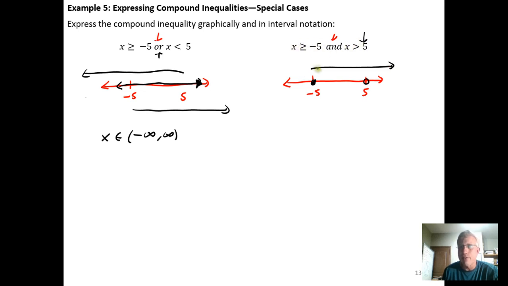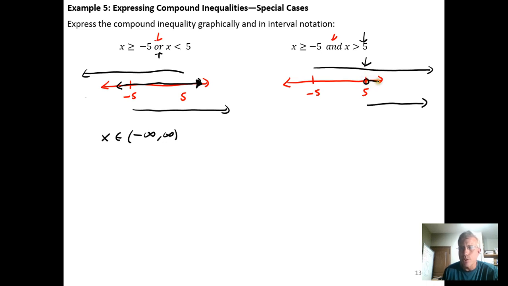To be greater than -5 means I need to go this way, and x greater than 5 means I need to start here and go this way. And the solutions have to be the overlap between the pictures. So to be greater than -5, I go like this. And the overlap's going to start here. So we're going to throw this away and say this boundary point isn't needed. The two solutions overlap only when we get to 5.